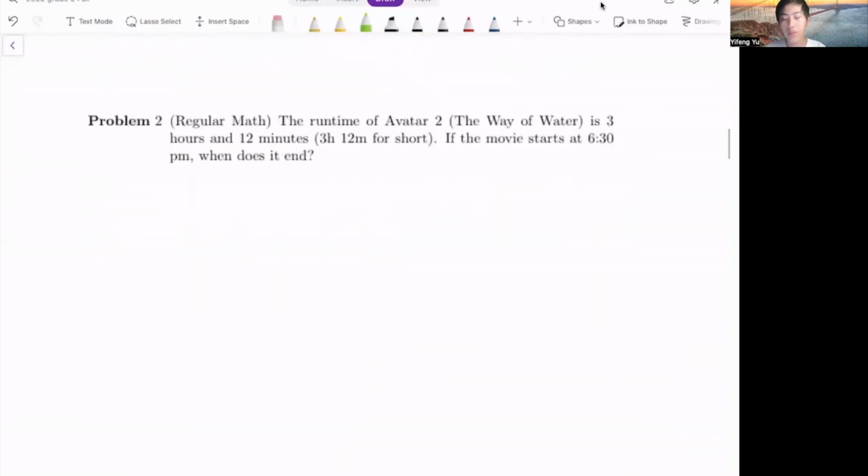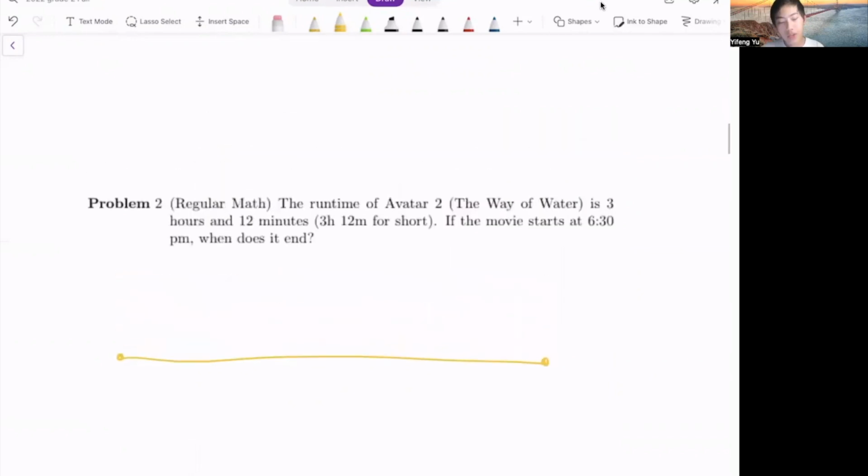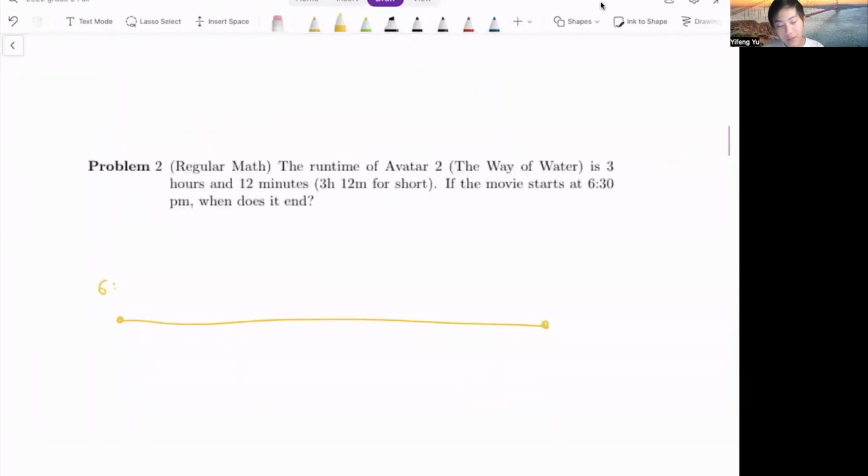Problem 2. The runtime of Avatar 2 is 3 hours and 12 minutes. 3 hours, 12 for short. If the movie starts at 6:30 p.m., when does it end? So let's draw a line graph. If it starts at 6:30 p.m., and its runtime is 3 hours and 12 minutes, let's draw the brackets first. This is 1 hour into the show, 2 hours into the show, 3 hours into the show, and finally the last 12 minutes.